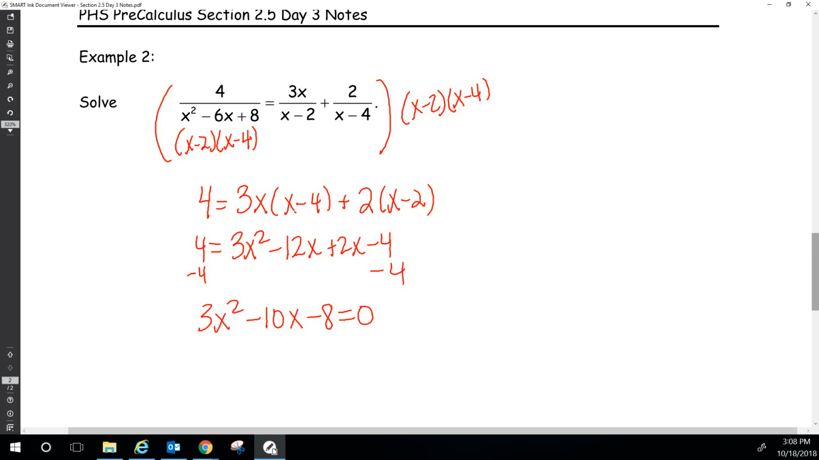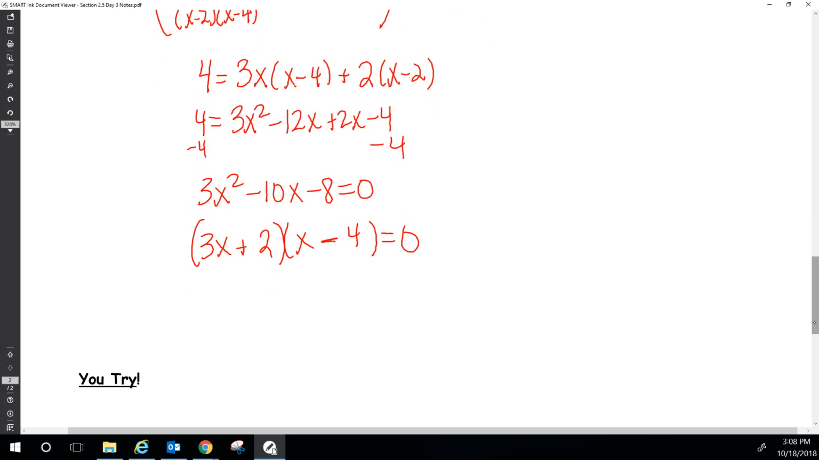This time this guy's going to factor, so I've got 3x and x. And then my factors of 8, let's try 2 and 4. 4 times 3 would be 12, minus 2 would be 10. So I want negative 12, positive 2 to be negative 10. And then solving it, I've got x is equal to negative 2/3. X is equal to 4.